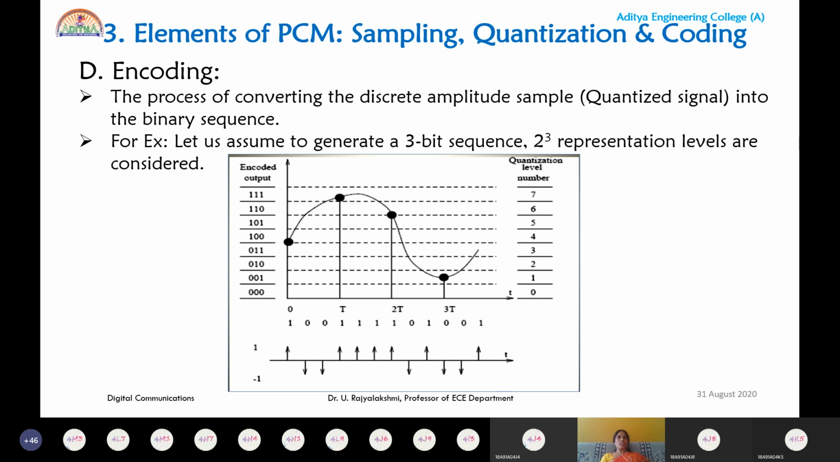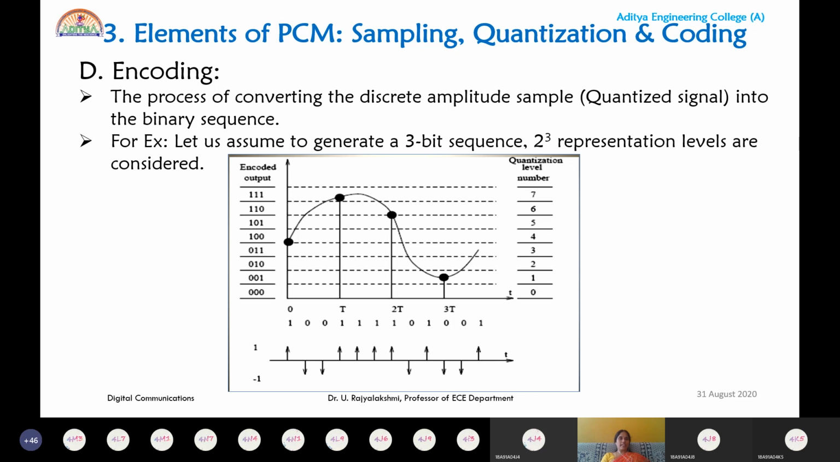So what are you doing here? You are converting the discrete amplitude samples, in other words the quantized signal, into a binary sequence. That binary sequence is the encoded sequence. So now finally you got a binary sequence from the encoder.